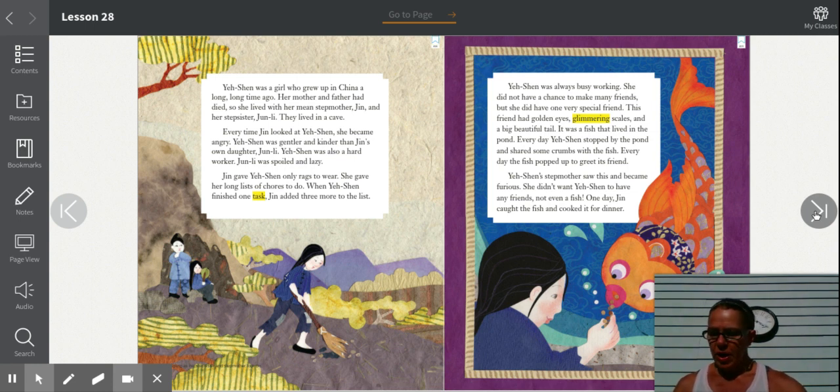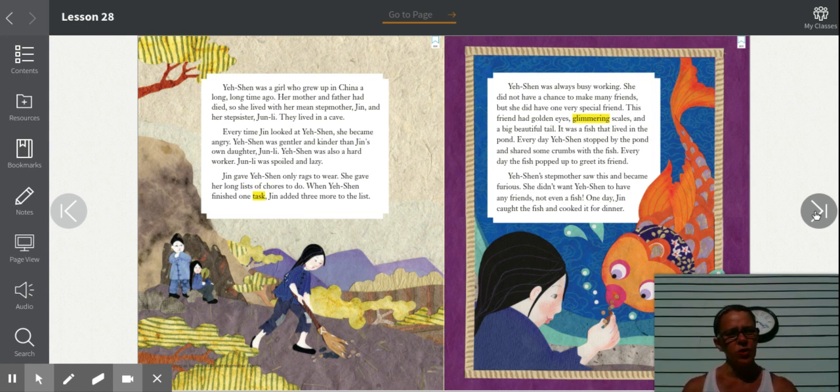Yeh-Shen was a girl who grew up in China a long, long time ago. Her mother and father had died, so she lived with her mean stepmother Jin and her stepsister Jun Li. They lived in a cave. Every time Jin looked at Yeh-Shen, she became angry. Yeh-Shen was gentler and kinder than Jin's own daughter, Jun Li. Yeh-Shen was also a hard worker. Jun Li was spoiled and lazy. Jin gave Yeh-Shen only rags to wear. She gave her long lists of chores to do. When Yeh-Shen finished one task, Jin added 3 more to the list.